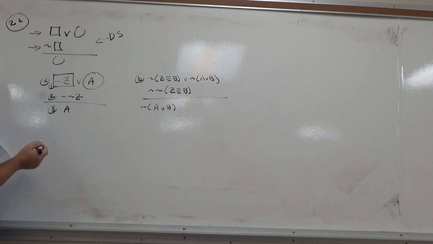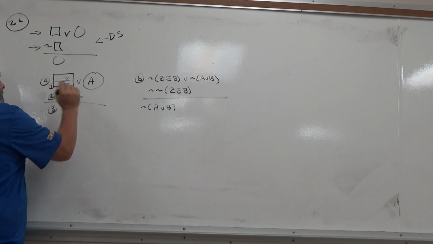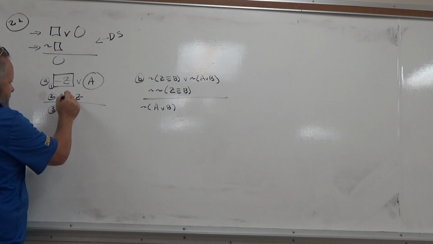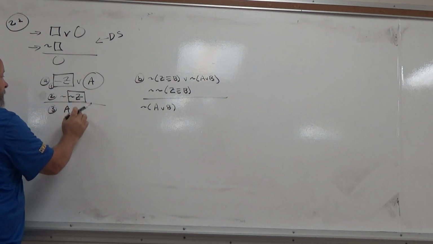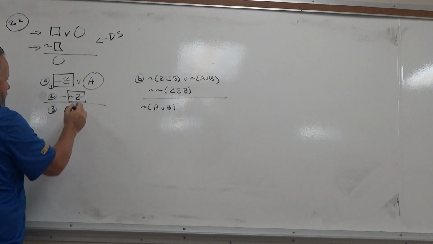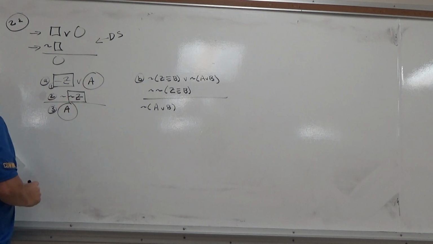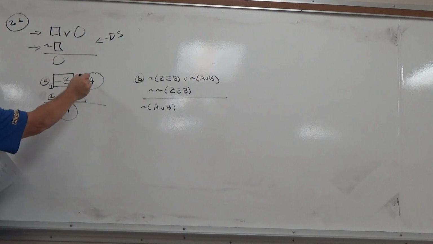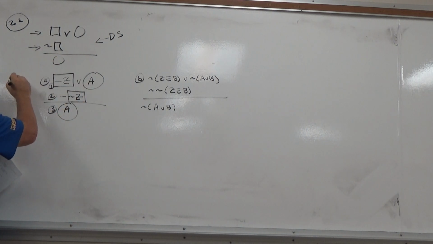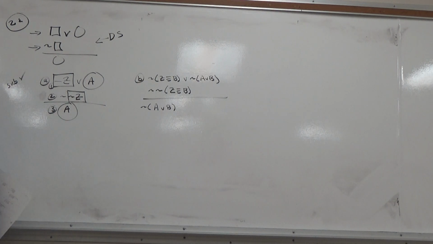So wherever I see not Z, that's a box. Wherever I see A, that's a circle. So I come down to line 2 and I see a not Z. Remember, not Z is box, so I end up with not box. And we circle A's. Now let's look. We have box or circle, not box, therefore circle. So this would be a substitution instance of disjunctive syllogism.